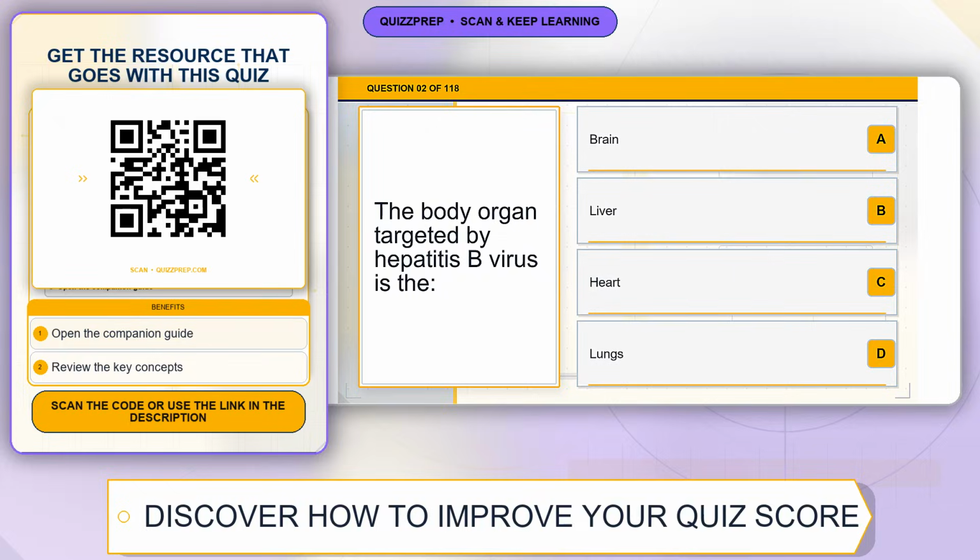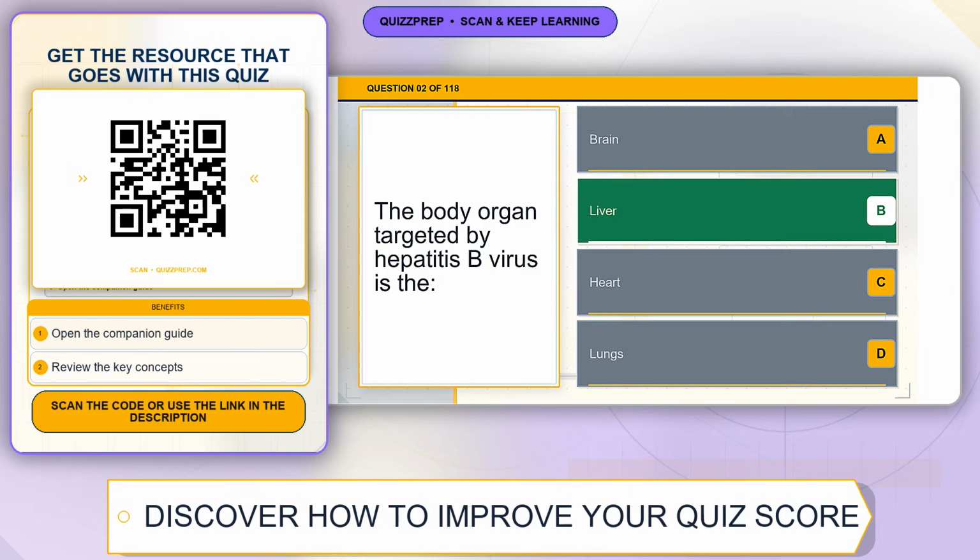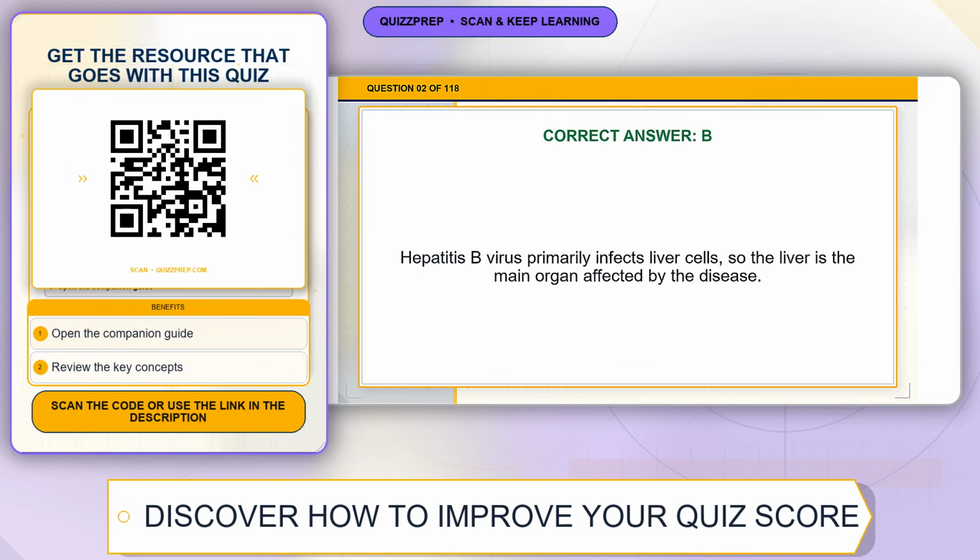Question 2. The body organ targeted by hepatitis B virus is the: option A, brain; option B, liver; option C, heart; option D, lungs. The correct answer is option B, liver. Explanation. Hepatitis B virus primarily infects liver cells, so the liver is the main organ affected by the disease.